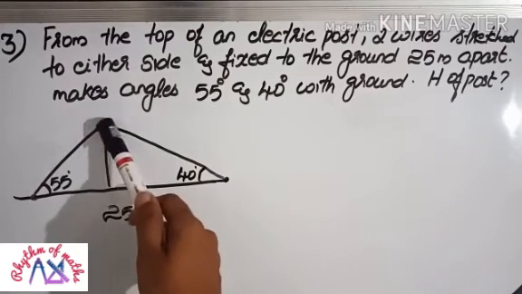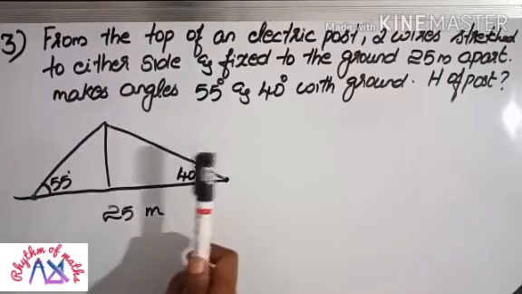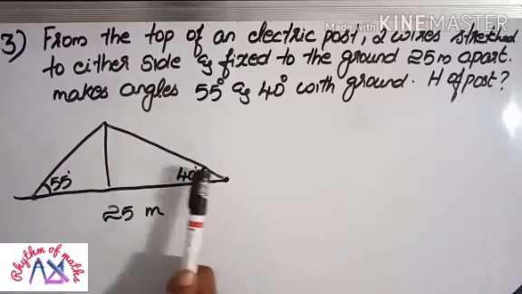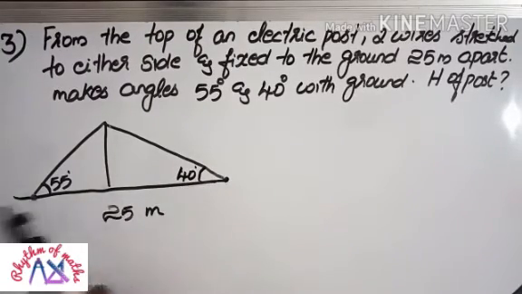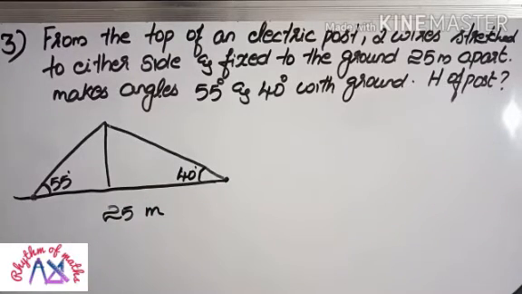Okay, from the top of an electric post, 2 wires are stretched to both sides and fixed to the ground. Those 2 wires make angles 55 degrees and 40 degrees. 25 meters is the distance between these two ends. What is the height of the post? Okay, now let's do the problem.